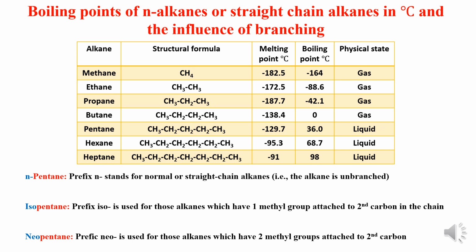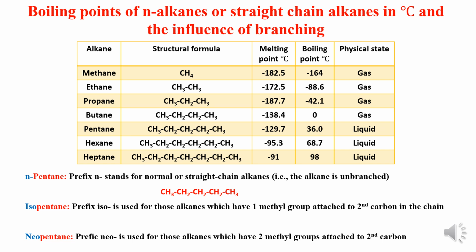Now the prefix N stands for normal or straight chain alkanes. So this prefix is generally used for alkanes without any branching, that is the alkane that is unbranched. For example, N-pentane. In N-pentane, you see the carbon atoms are arranged in a sequential order in a straight chain without any branching, where N stands for normal or straight chain alkane. So you can name this alkane as N-pentane, and pentane because there are 5 carbon atoms.